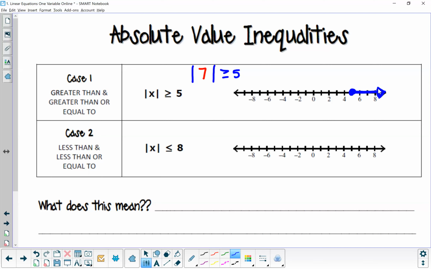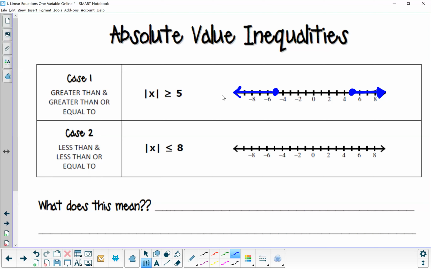But that's not all. If I were to use -5, so the absolute value of -5 is actually 5. So when you take the absolute value of -5, you get 5. And 5 is greater than or equal to 5. So -5 and everything to the left is also a solution. So I did that just by guessing and checking, but let's have a more methodical way to do this.